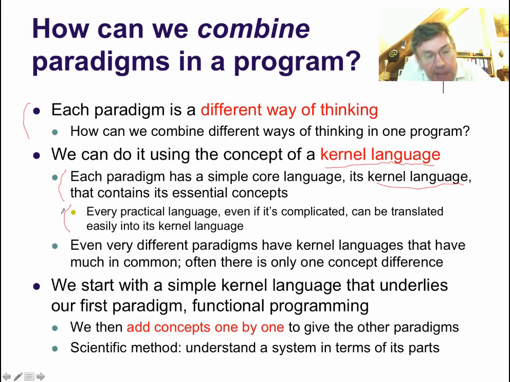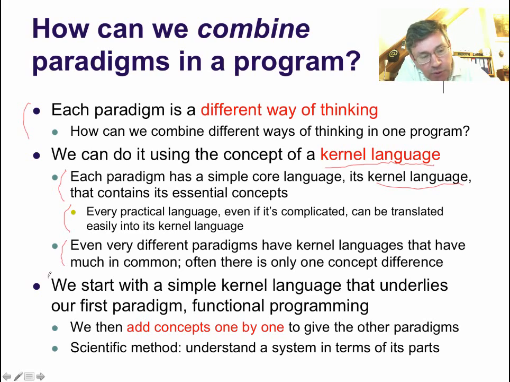So even complicated, realistic, practical languages with lots of bells and whistles can be translated into a kernel language which is simple. And then we notice that even very different paradigms have kernel languages that have much in common. And often only one concept makes all the difference. For example, between functional programming and deterministic data flow concurrency, there is one concept. Between functional programming and object-oriented programming, there's also one concept, a different one. So there is a lot of commonality even between paradigms that seem very different.